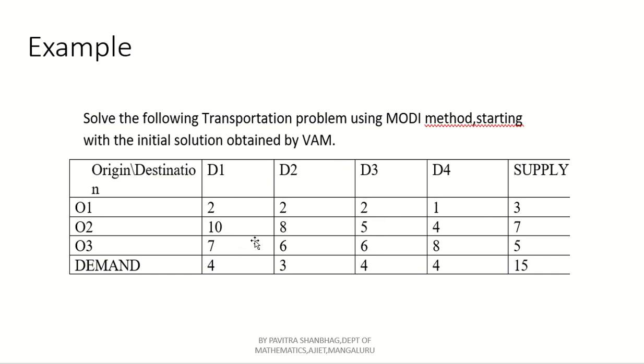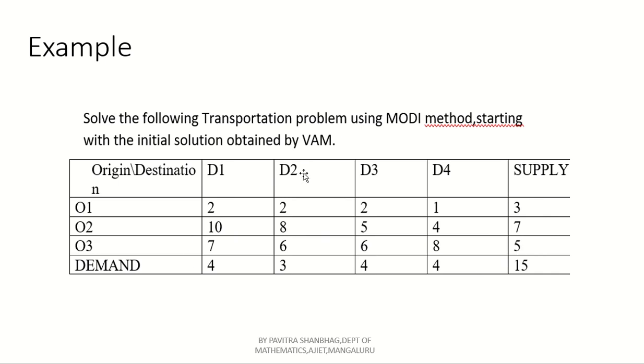Origin 3 to demand 1 is 7, to demand 2 is 6, to demand 3 is 6, and to demand 4 is 8. Now the demand for destination 1 is 4, destination 2 is 3, destination 3 is 4, and destination 4 is 4. What about the supply? From origin 1 the supply is 3 units, origin 2 supply is 7 units, and origin 3 supply is 5 units.